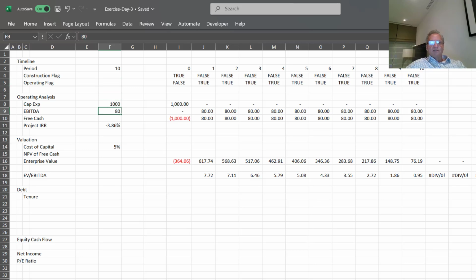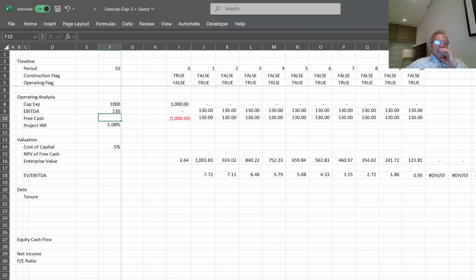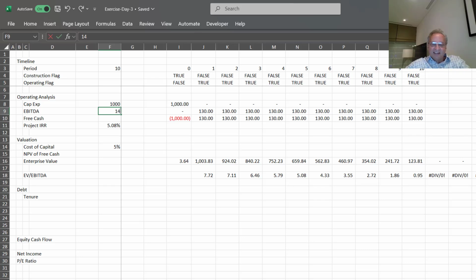Let's make it 200 or something, and I don't know if that's 150. We should do a goal seek to get the same kind of IRR, and then we can look at our EV to EBITDA over the period. It's the same kind of pattern. The numbers are very different.